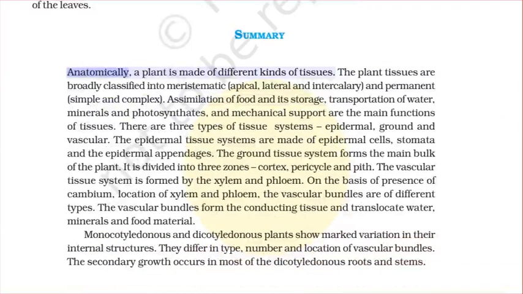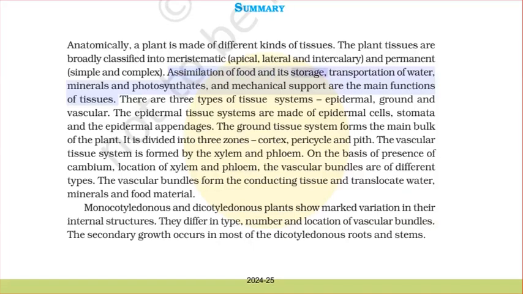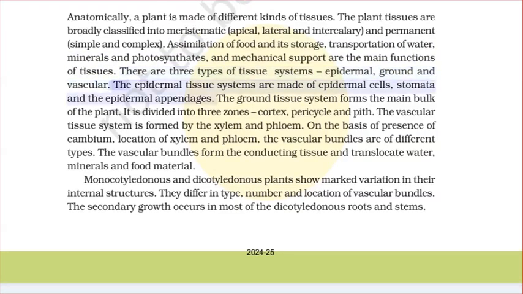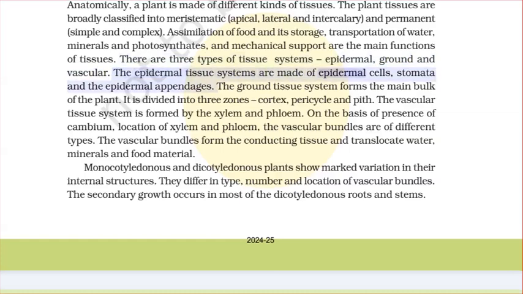Summary. Anatomically, a plant is made of different kinds of tissues. The plant tissues are broadly classified into meristematic, apical, lateral and intercalary, and permanent, simple and complex. Assimilation of food and its storage, transportation of water, minerals and photosynthesis, and mechanical support are the main functions of tissues. There are three types of tissue systems: epidermal, ground, and vascular. The epidermal tissue systems are made of epidermal cells, stomata, and the epidermal appendages.